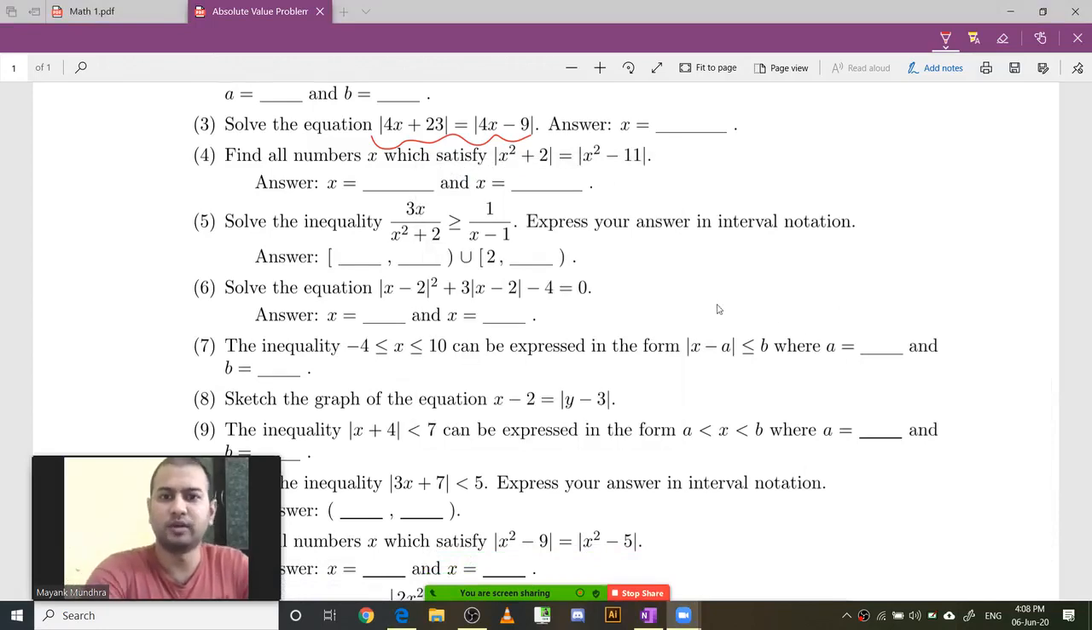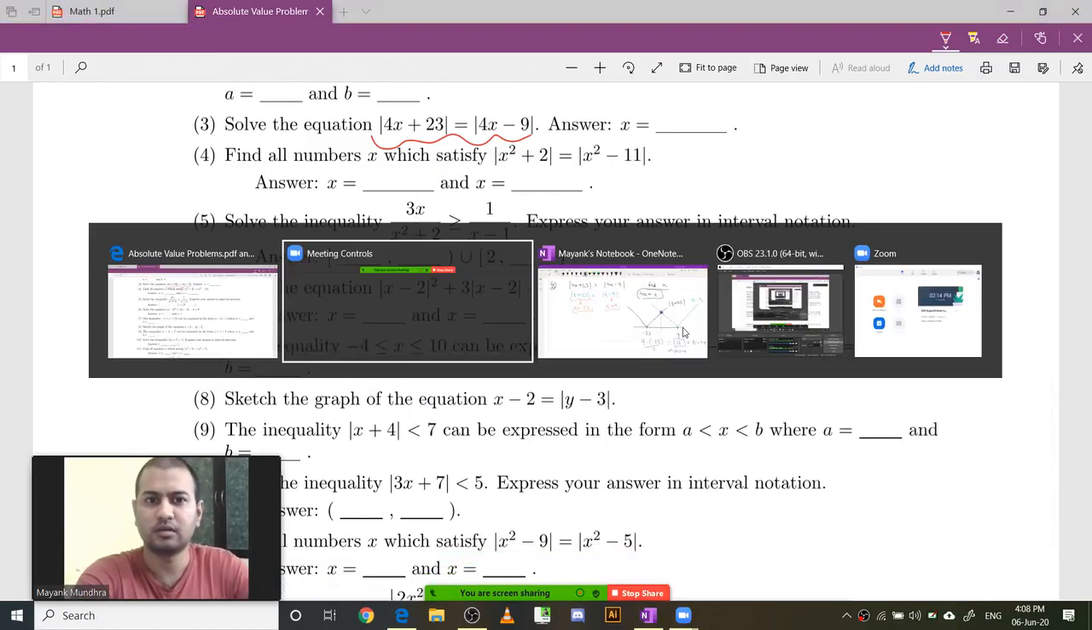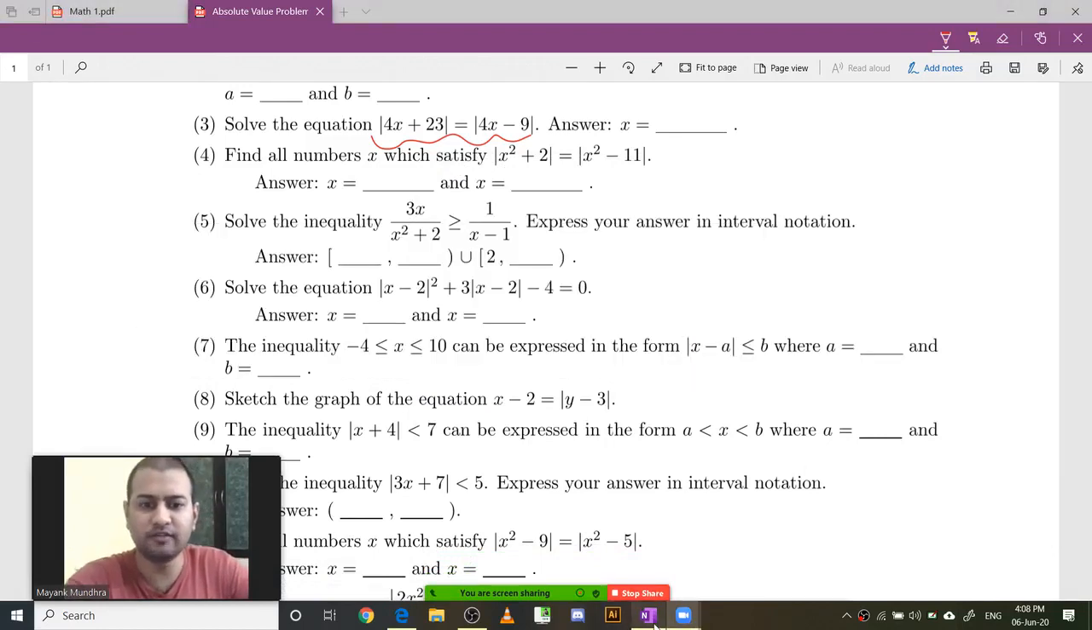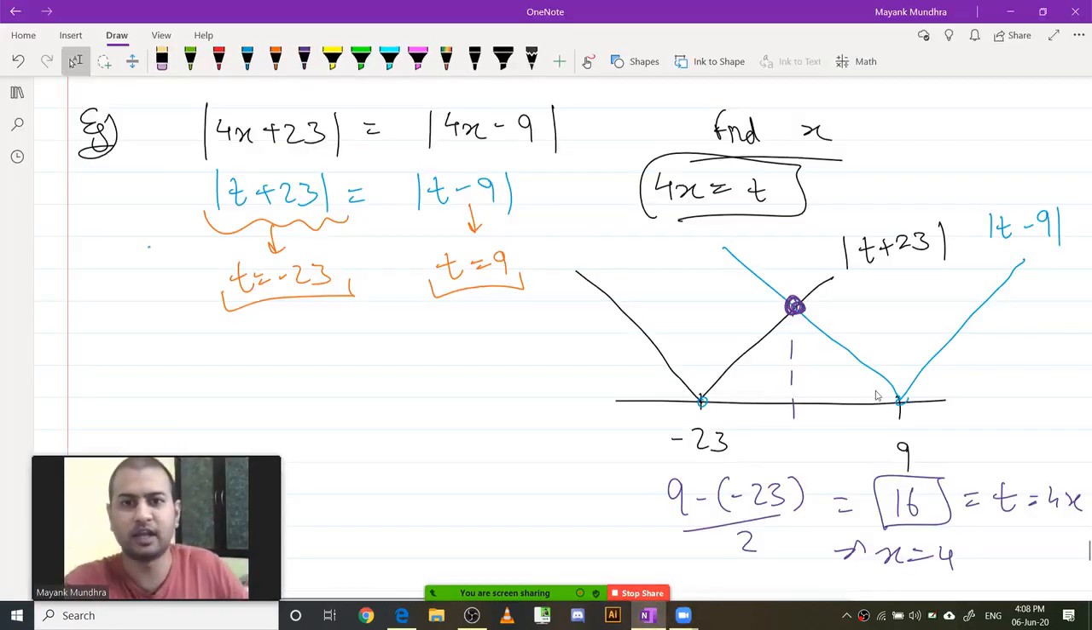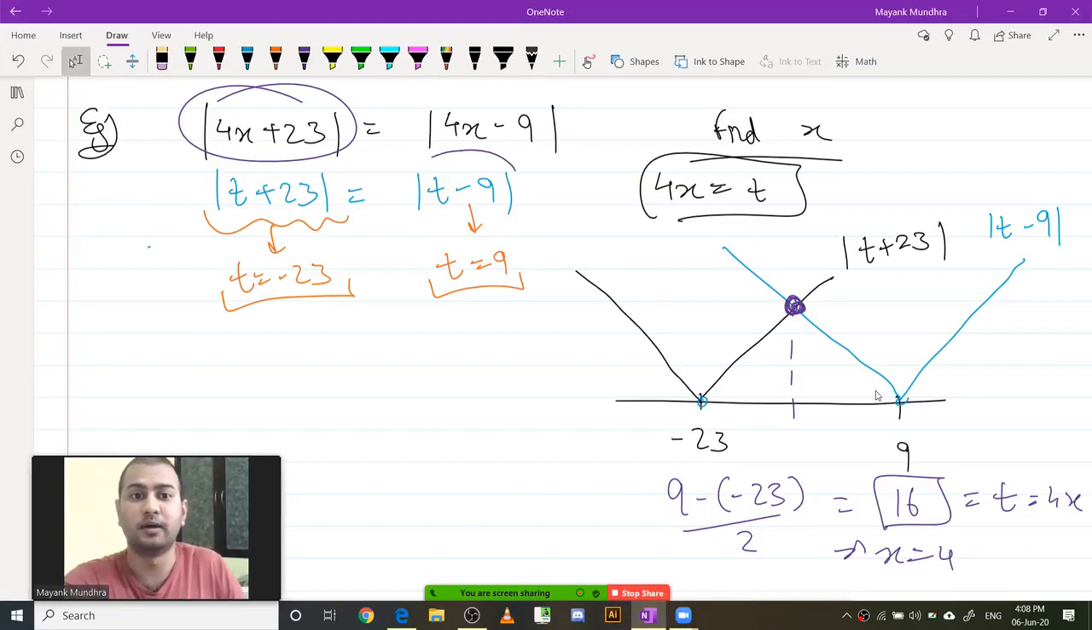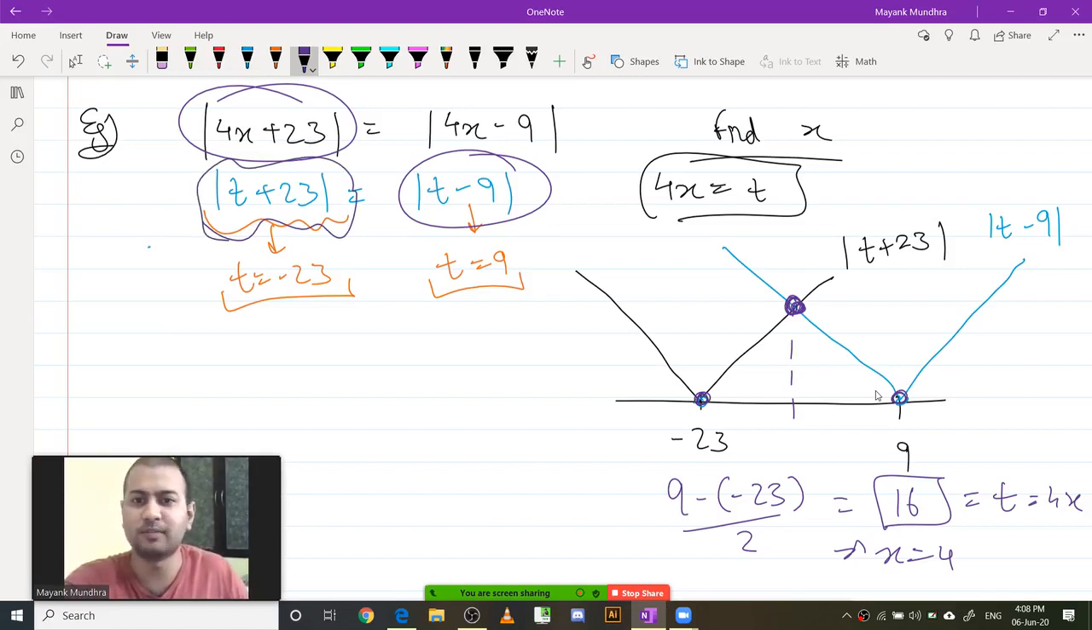Why do you take the midpoint? So in the graph, I need the y values to be the same, right? I am saying that this functional value, that is t plus 23, must be equal to t minus 9. So this is the graph of t minus 9. It takes a value of 0 at t equals 9, and this graph, that is t plus 23, takes a value of 0 at minus 23.